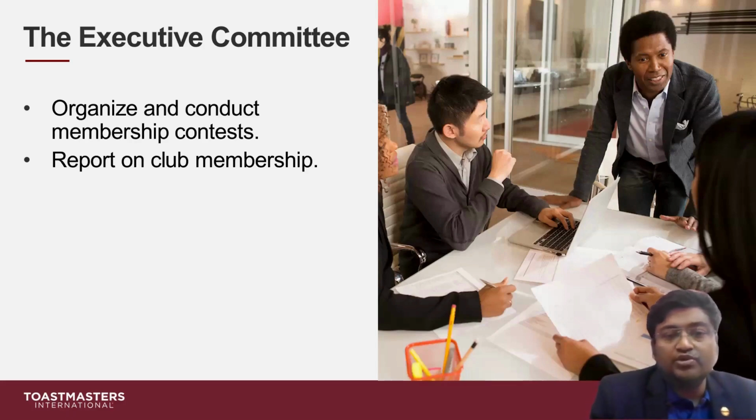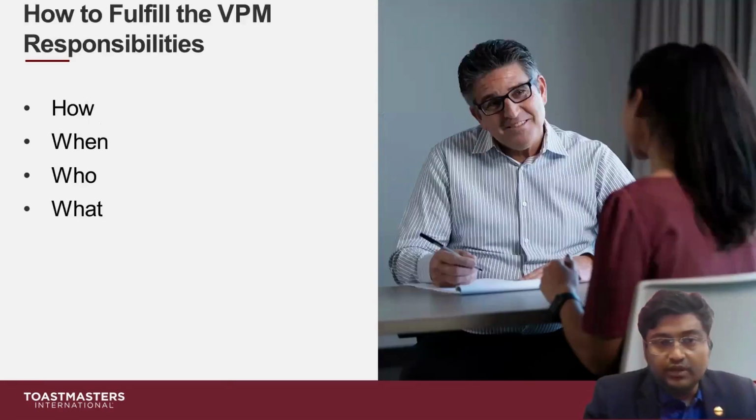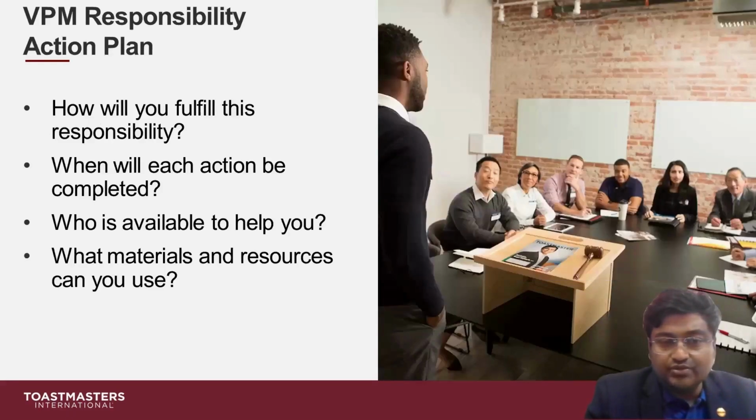You also need to report on club membership. Don't just have contests and stuff. Also have some way of finding out how that's working out. So how do you fulfill the Vice President of Membership responsibilities? Well, that is for you to do. After this training, you will realize how. When to fulfill? That is for you to determine, by which date you want to do what. Who is there to assist you and what exactly you need to do? The answer is the Vice President of Membership Responsibility Plan.